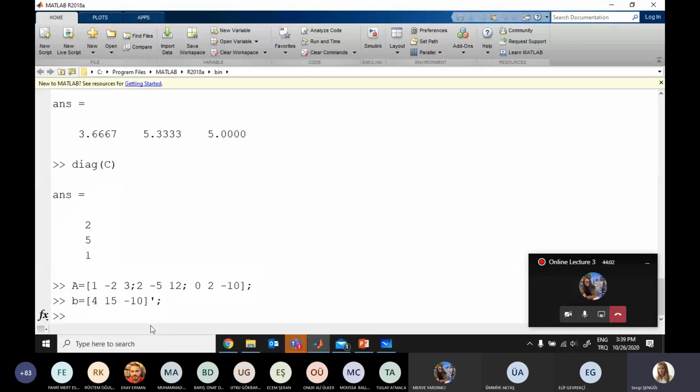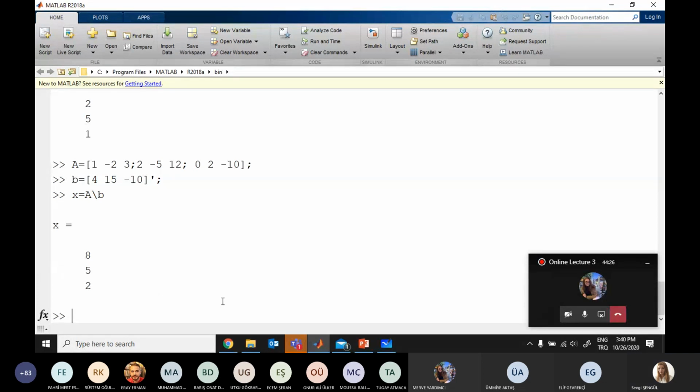In MATLAB, what we are doing now, I opened the MATLAB part. You can do it: X equals A, and the division in MATLAB is the opposite division, not like that. If you use this sign, you can find the result. This is exactly the same as the inverse of A times B. You can see this gives the same result.